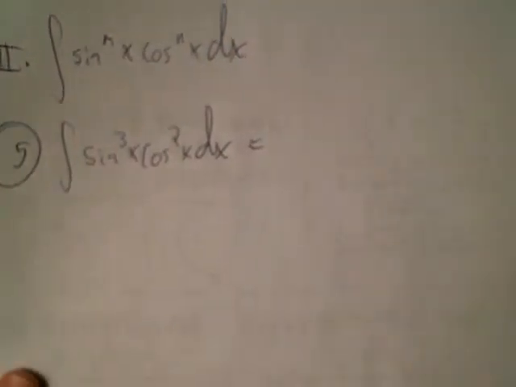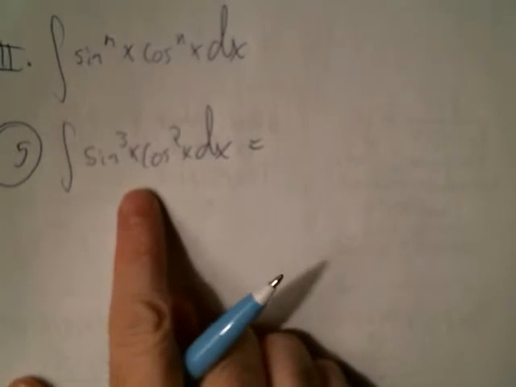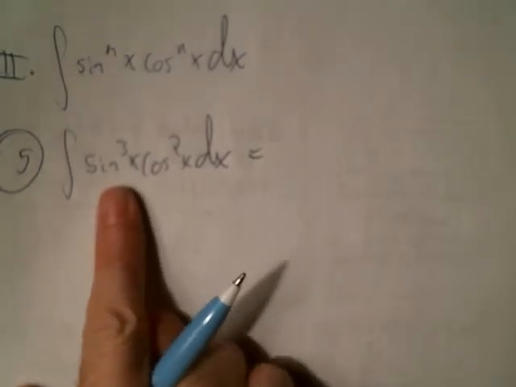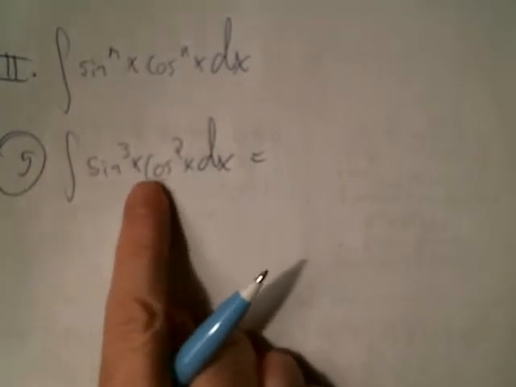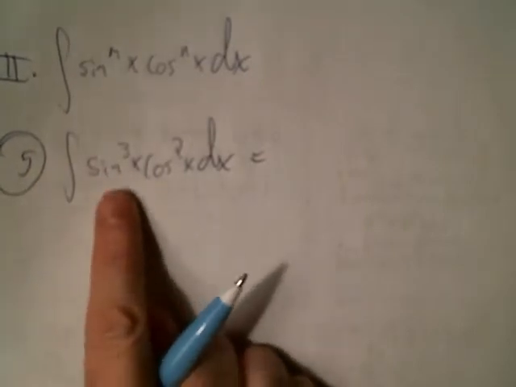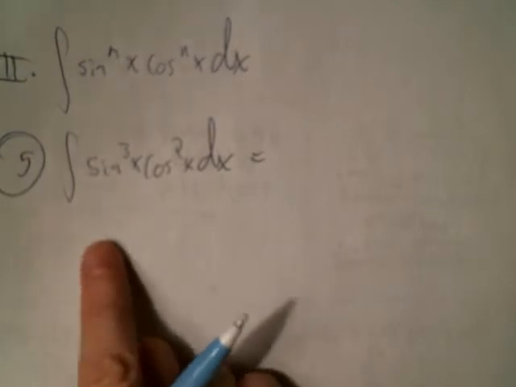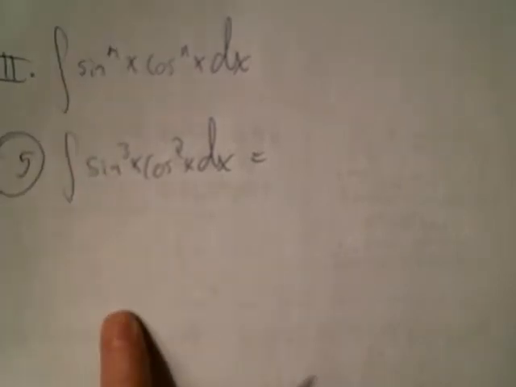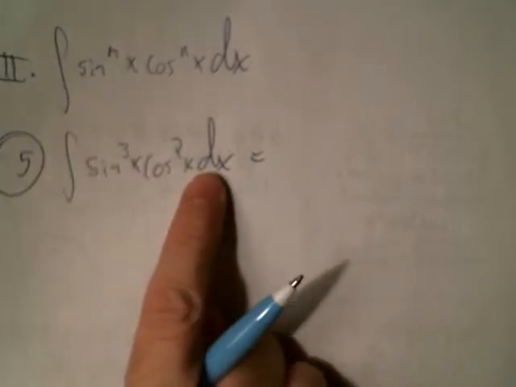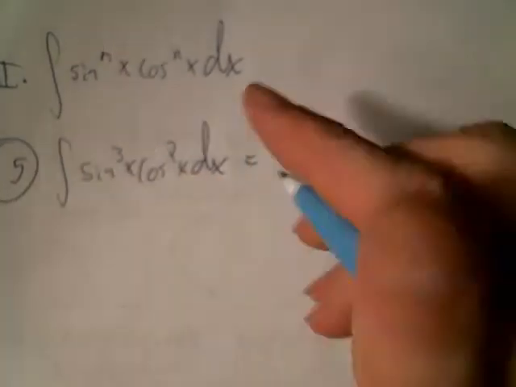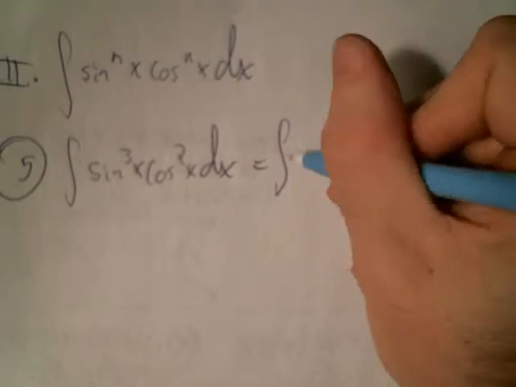I want to push back to get an even power on my sine, because once I have that even power, I use the Pythagorean identity to turn it into a cosine, then do a u sub for the cosine, and the result of the u sub will be a sine that cancels out the one I pushed back. Let me show you.